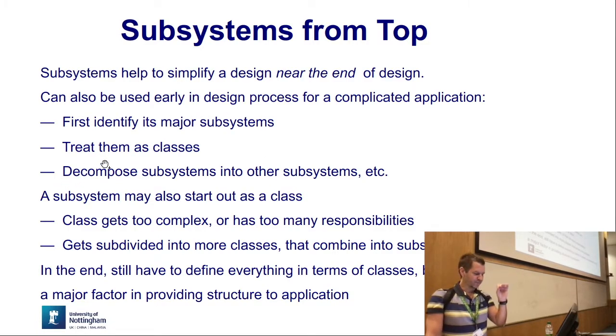So it's a top-down approach to identifying classes and subsystems. A subsystem might start out as a class. If it gets too complicated or has too many responsibilities, it might get subdivided. This is something that if you're a software engineer, you should be thinking about all the time.